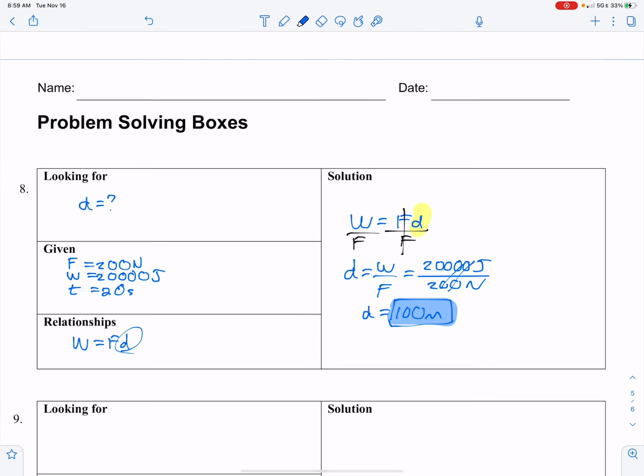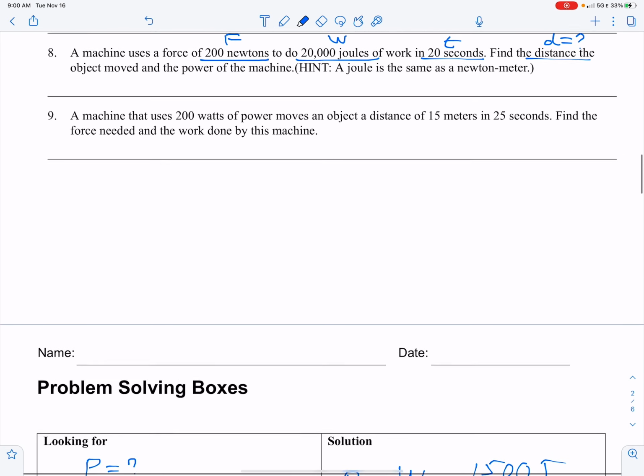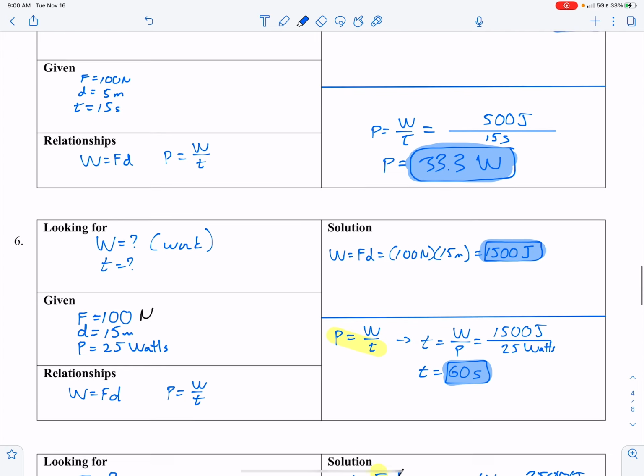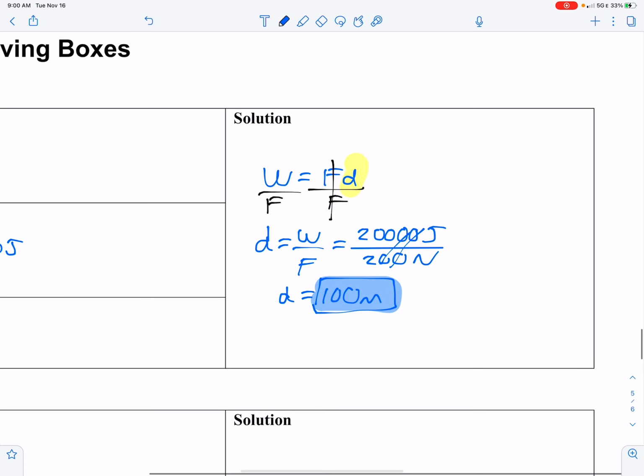No. I just want to do one double check on question number 8 just to make sure there wasn't anything else we were supposed to find. Oh, yeah. So we had to find the distance and the power. So we do need the time for the power calculation. I wasn't sure if it was a two-part question. So we're looking for distance and we're looking for power. So I'm going to squeeze that in wherever you can.